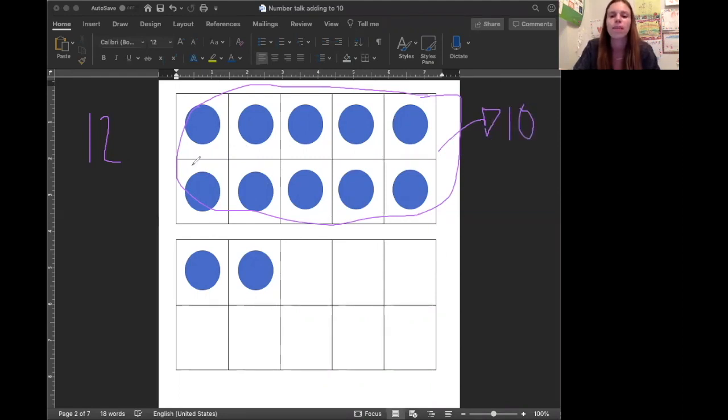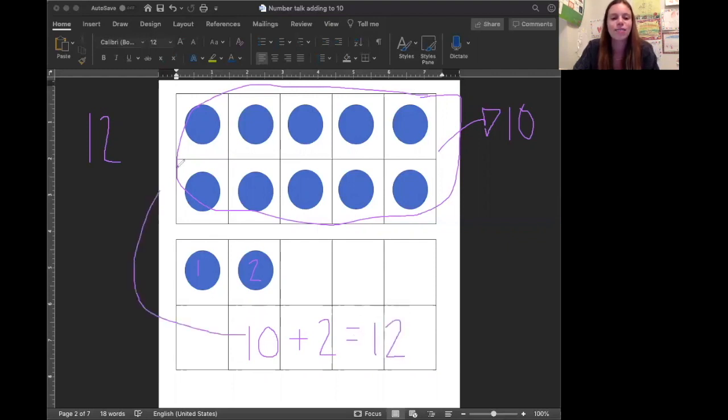We can say, oh, I know that's a full tens frame. So it must be 10 dots because every square is full. And then we have some more. How many more? One more, two more. We can count up. We have 10, 11, 12. Count it with me. 10, 11, 12. 10 plus 2 more equals 12.